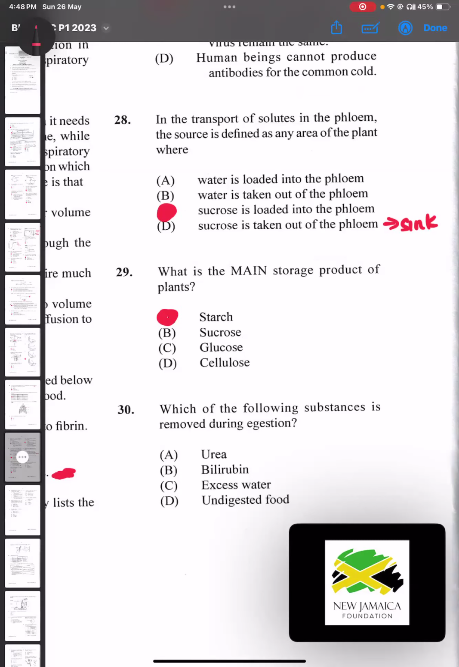Our answer is D, undigested food. What if they had asked which of the following substances is removed during excretion? Well, all of the other ones would be excretion. So if they were asking about excretion and they changed any of the other answers, you would know that urea, excess water, the bilirubin, and all of those things are removed during excretion. So if they changed the question and asked you about excretion, it would be any one of those as things that are removed during that process.